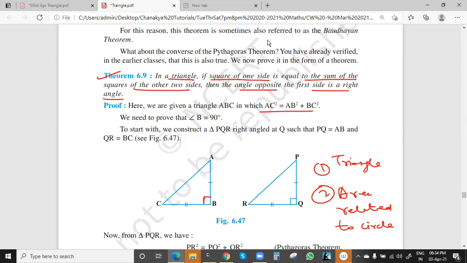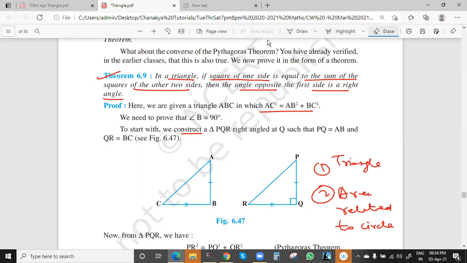See, we'll draw one triangle, and we'll construct one more triangle PQR in such a way that PQ is equal to AB. We have to prove angle B is 90 degrees.